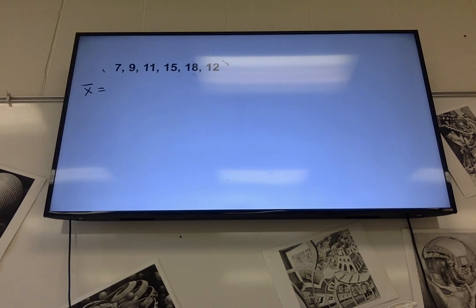They don't have to be in order or anything. Now there's a total of 6 of them. What do you get when you add them all up? 72, and then divided by 6 is 12. That's cool when they come out nice and neat. If they don't, just round them to at least one decimal. It's fine. That one does come out nice and neat.